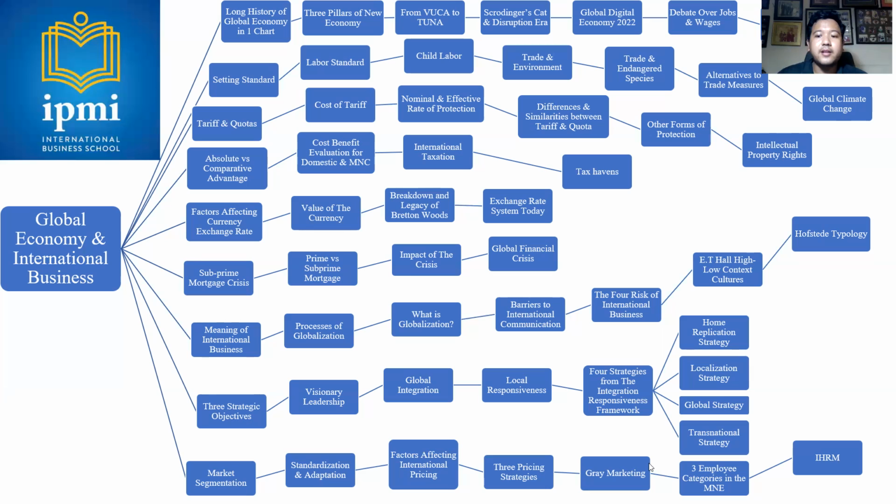And there are three employee categories in the MNE. First are the host country nationals, parent country nationals, and the third country nationals. And last but not least, we have the discussion about international human resource management. It spreads from international staffing, training employees, performance appraisal, compensation and benefits, interacting with labor unions, and last, diversity in the workforce. And that is all from me about the mind map of global economy and international business. Hope you enjoy and learn from it. Thank you.